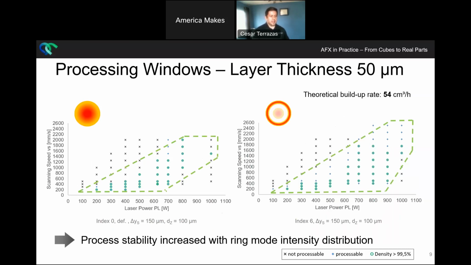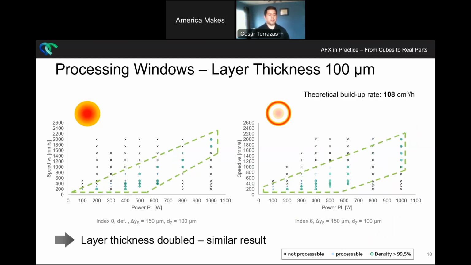One thing to notice is that also with index 6, we see theoretical build rates of up to 54 cubic centimeters per hour. So this is just a glimpse of the increase in productivity that can be expected. Also notice that just by changing the emission and defocusing the laser, which is fully available not only for this laser but other lasers that we offer for our 3D scanning technology, we can stabilize that process parameter space a lot. Right? So the same thing happens when you go to layer thicknesses of 100 microns.